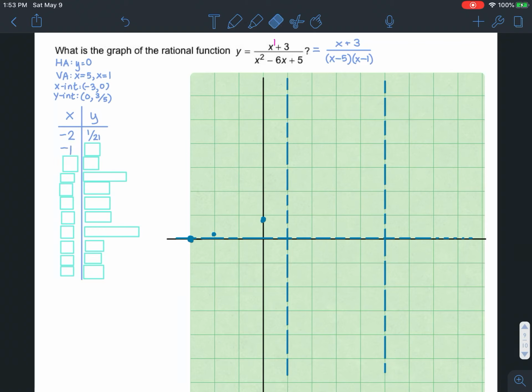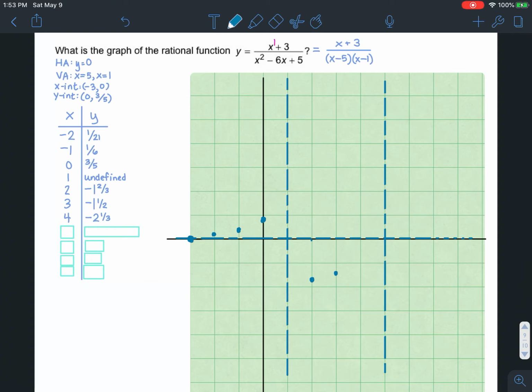So I think we should do -1 next. When x is -1, y is 1/6. So it's a little bit above the 1/21. Okay, there's obviously not going to be anything at 1. We already know the 0. That's 3/5. What's there? It's undefined. So let's go to 2. When x is 2, y is going to be -1 2/3. When x is 3, it's going to be -1 1/2. So just a little bit above that one.